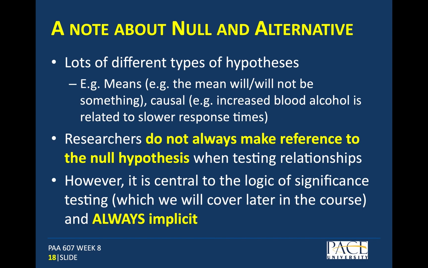Now, one note about null and alternative hypotheses: there are lots of different types of hypotheses. For example, we might have a hypothesis about means, so the mean will or will not be a certain value. We might have a hypothesis about some causal mechanism, for example, increased blood alcohol levels are related to slow response times. When you're reading a paper, researchers don't always make explicit references to the null hypothesis when they're testing relationships. However, it is absolutely central to the logic of significance testing, which we're going to cover later on in the course. And it's always implicit. There's always a null hypothesis there, even if the author didn't write it.